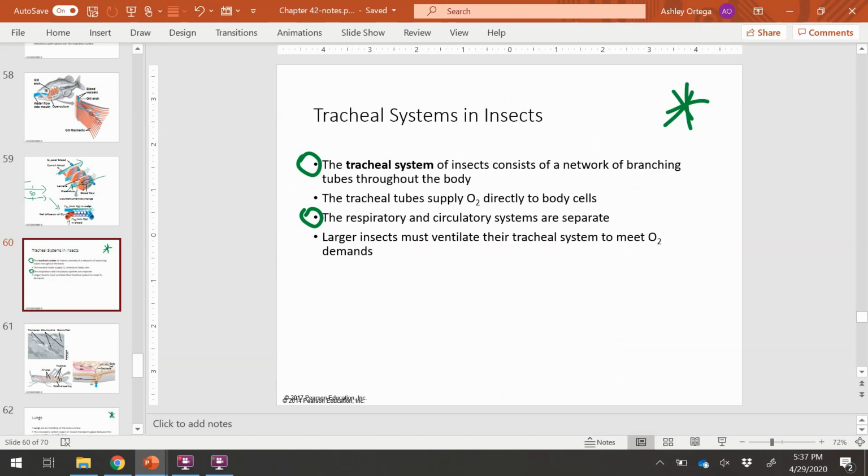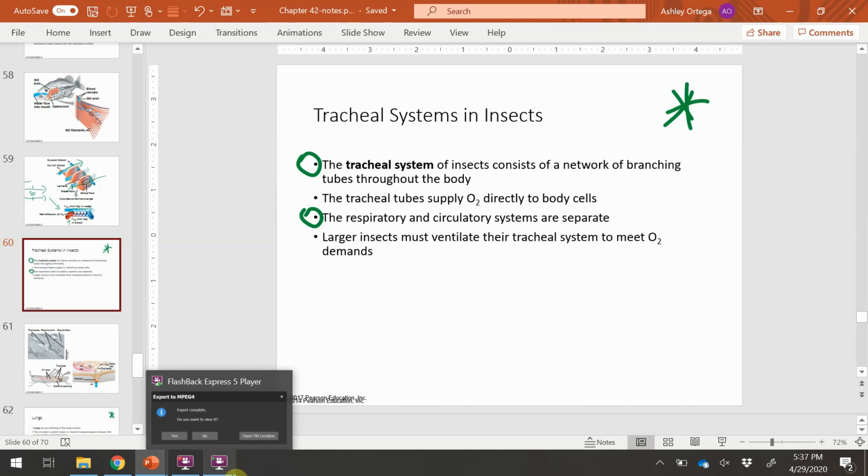Looking at the tracheal system in insects, the tracheal system is perhaps one of the most unusual systems that you'll see in this chapter, in that they have a network of tubes that extend throughout their body. These tubes are not connected to the circulatory system. They're completely separate, and they're responsible for exchanging gas. As we'll see in this next picture, these insects have this network of tubes. They have to be ventilated through different methods, through body movement, to meet the demands of the oxygen they need.